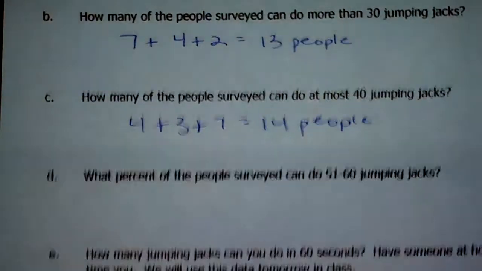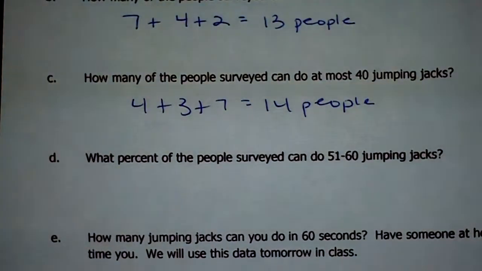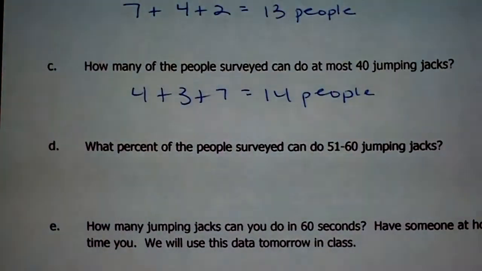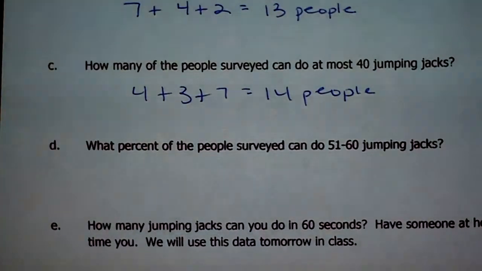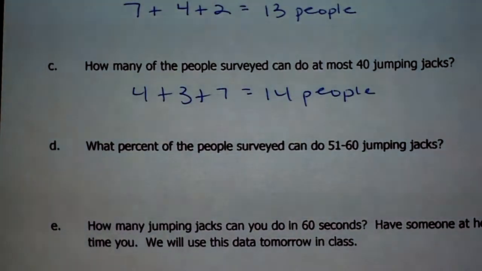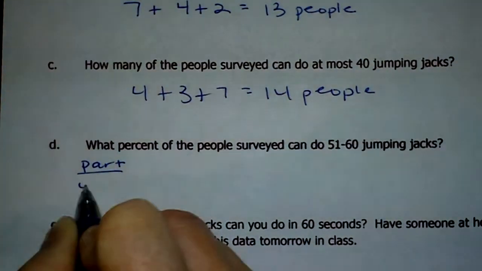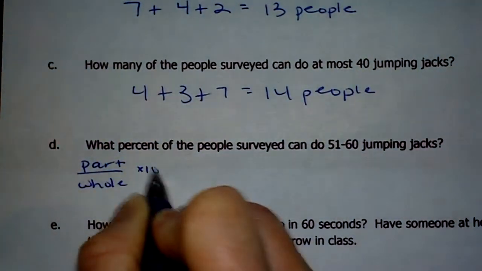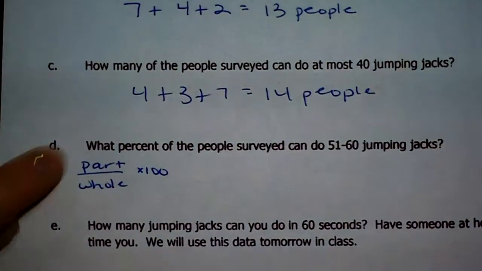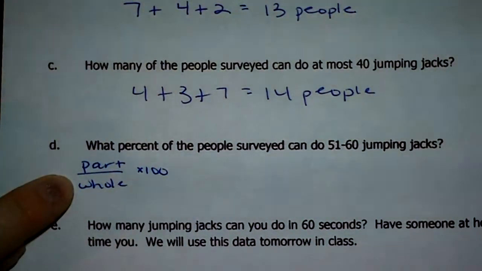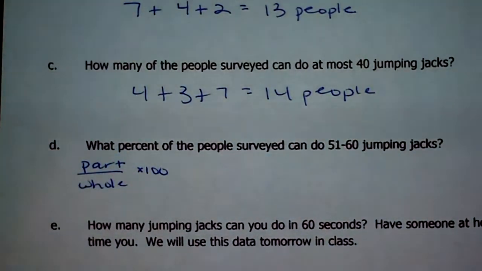All right. Letter D says, what percent of the people surveyed can do 51 to 60 jumping jacks? Now, I'm not asking you how many. I'm asking you what percent. And to figure out a percent, you remember that percent is part divided by the whole amount times 100, right? So for example, if you got a 25 out of 30 on a quiz, to figure out your grade, you would take the 25 divided by the 30, what it's out of, and multiply by 100, correct?